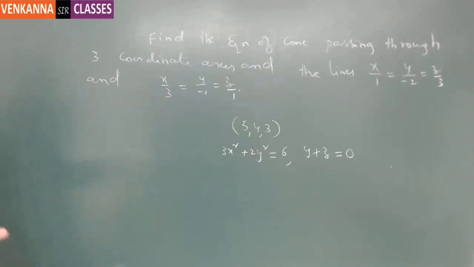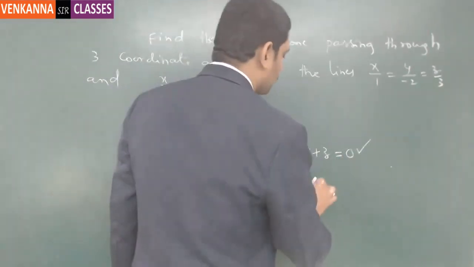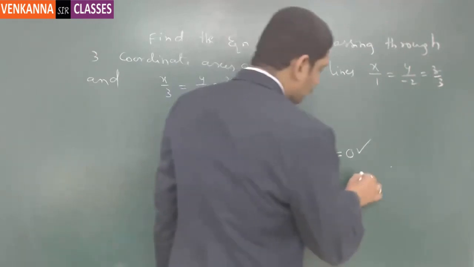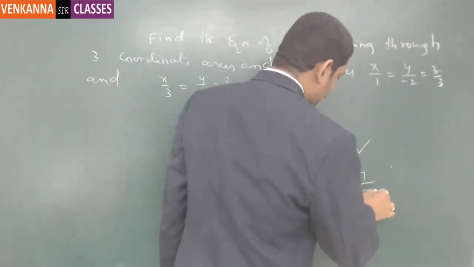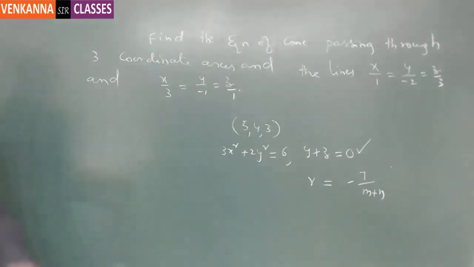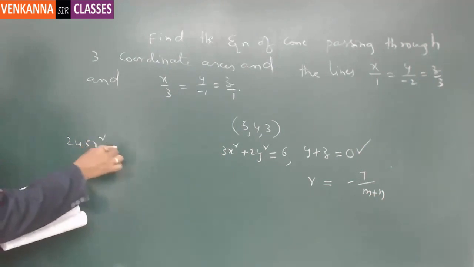So what happens if you substitute in the base curve the values, the r value will come as minus 7 by (m plus n). So the rest of the part is very similar, you can do it. On simplifying, the final answer will come like this. Maybe you can check with the plus or minus things.